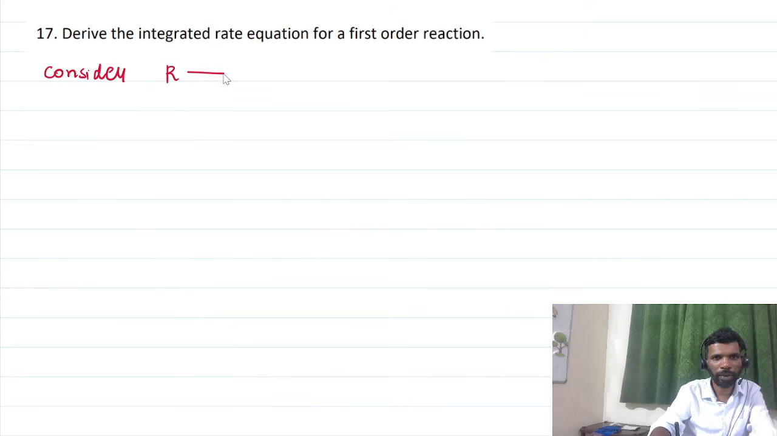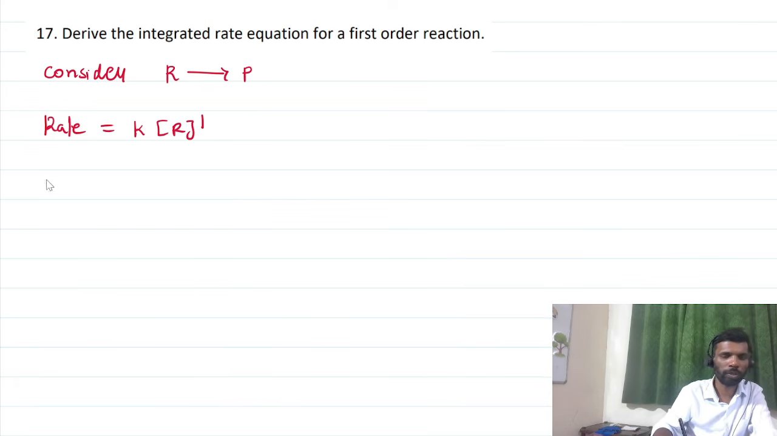reaction reactant R changing to product P. So over here, rate will be equal to what? K R raised to 1. So what would be this? Rate is what? I can write minus dR by dt, change in concentration of R, is equal to K R.